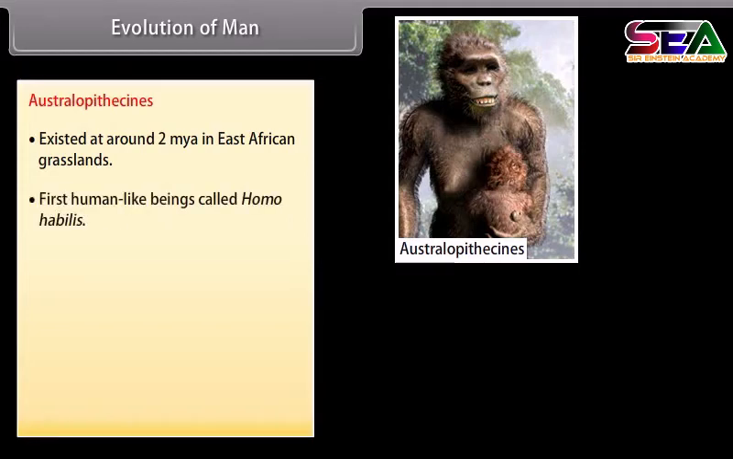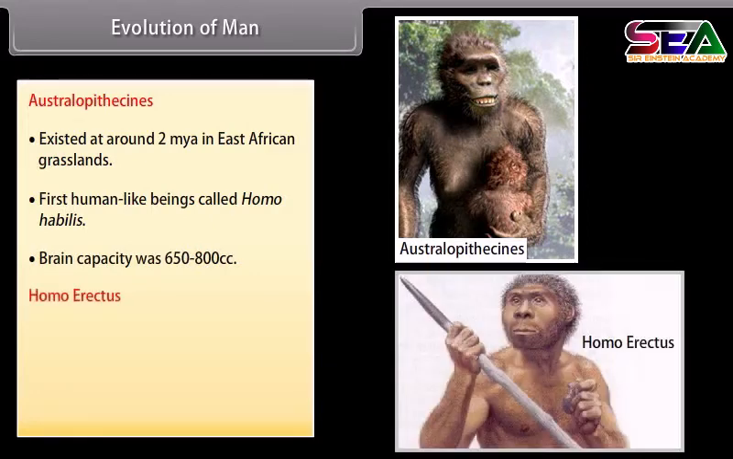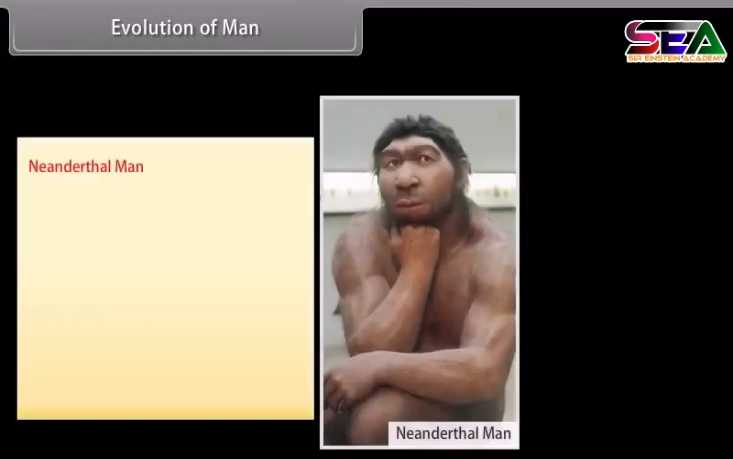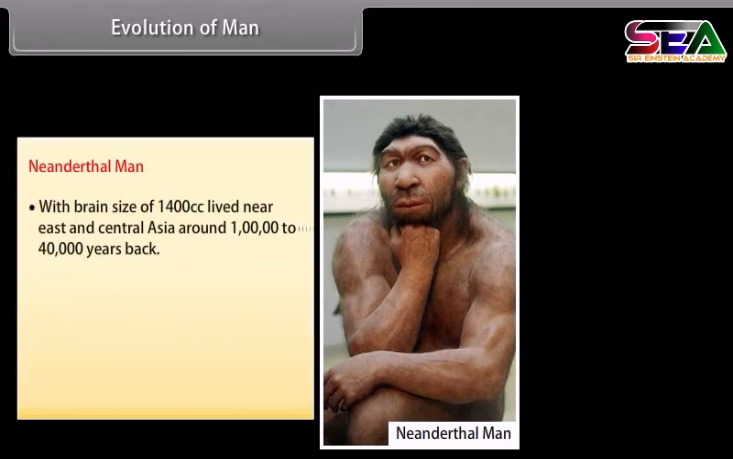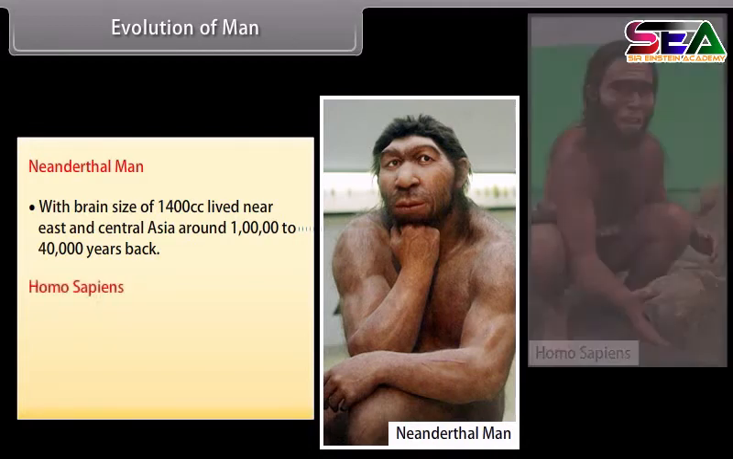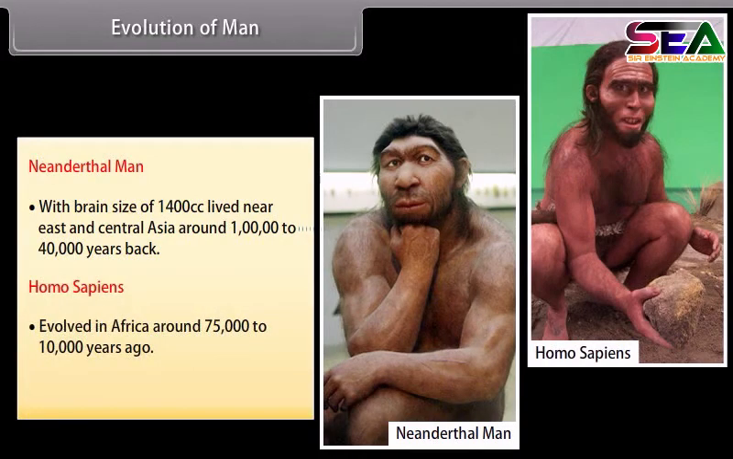First human-like beings, called Homo habilis. Brain capacity was 650 to 800 cc. Homo erectus existed around 1.5 million years ago with large brain of size 900 cc, ate meat. Neanderthal man with brain size of 1400 cc lived in the Near East and Central Asia around 1 lakh to 40,000 years back. Homo sapiens evolved in Africa around 75,000 to 10,000 years ago, called the modern man.